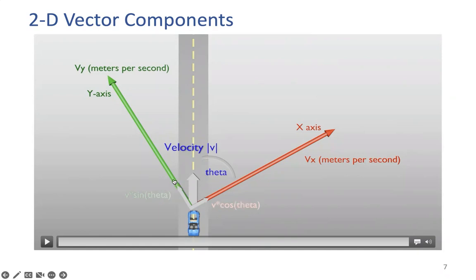And to get the y component, again, forefingers of your left hand, and go to the y direction away from the angle. You will find the y component of the velocity is v times sine of the angle, v times sine theta. Towards the direction of the angle, v cosine theta. Away from the angle, v sine theta.